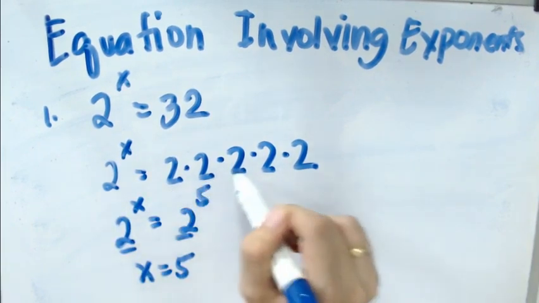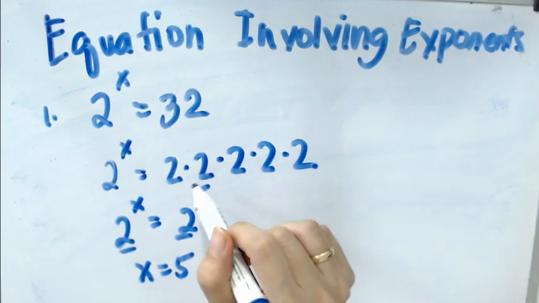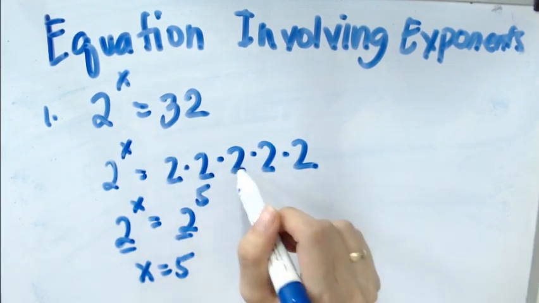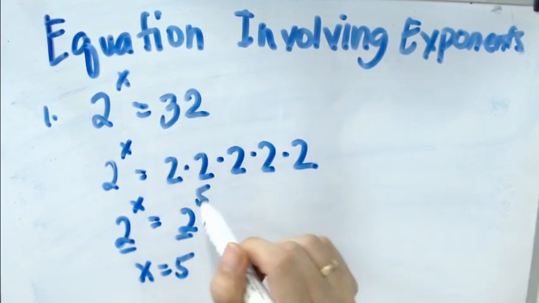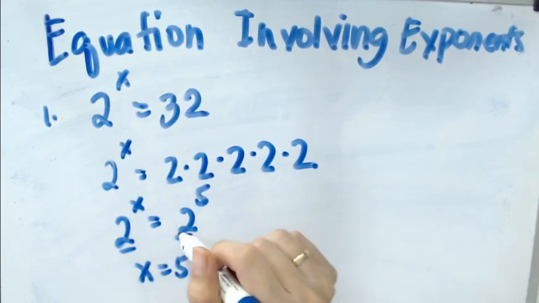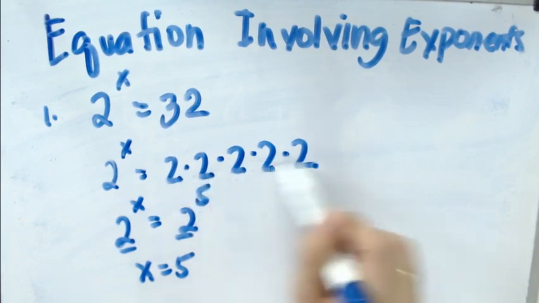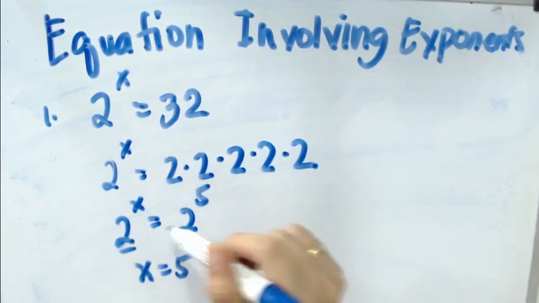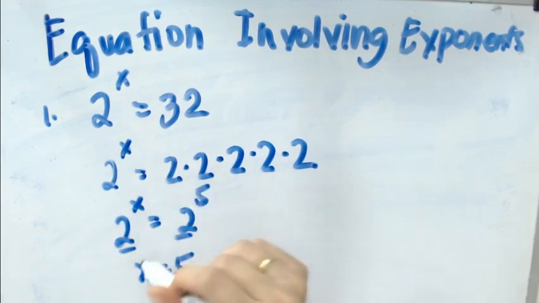And then we count how many 2's we need to multiply by itself to get 32. That's why we have here 2 times 2 times 2 times 2 times 2, and we get 32. And then we rewrite 2 raised to 5 because we have five 2's, and afterwards we are going to eliminate the bases. We work with the exponents. x is equal to 5.